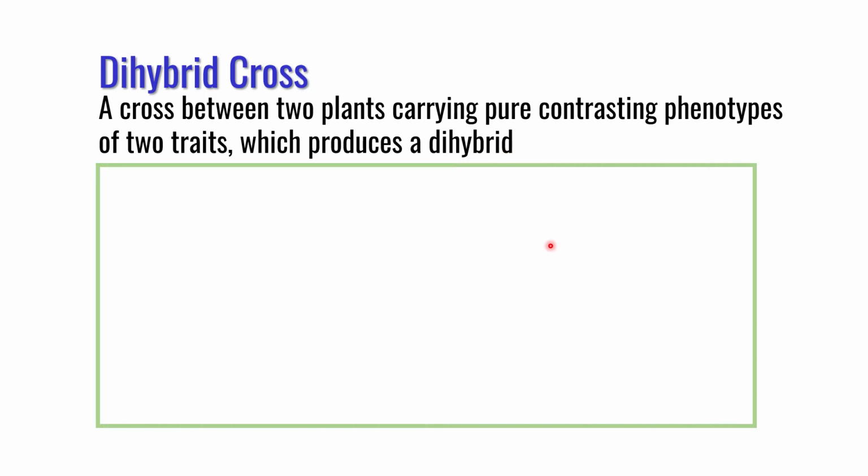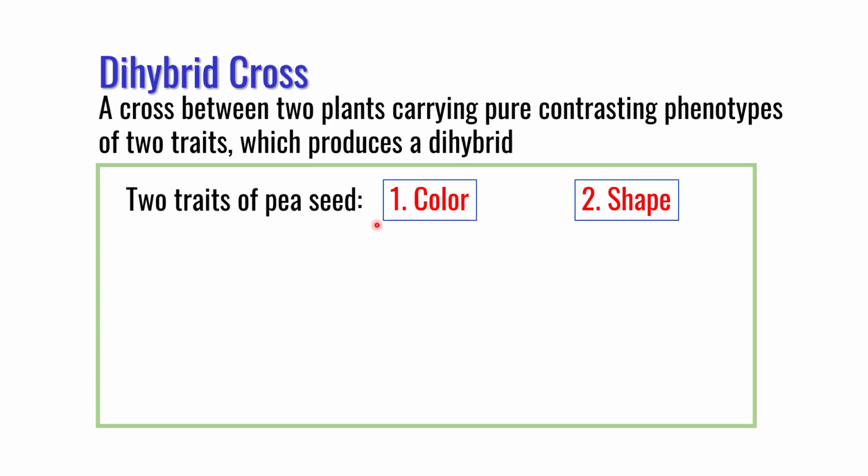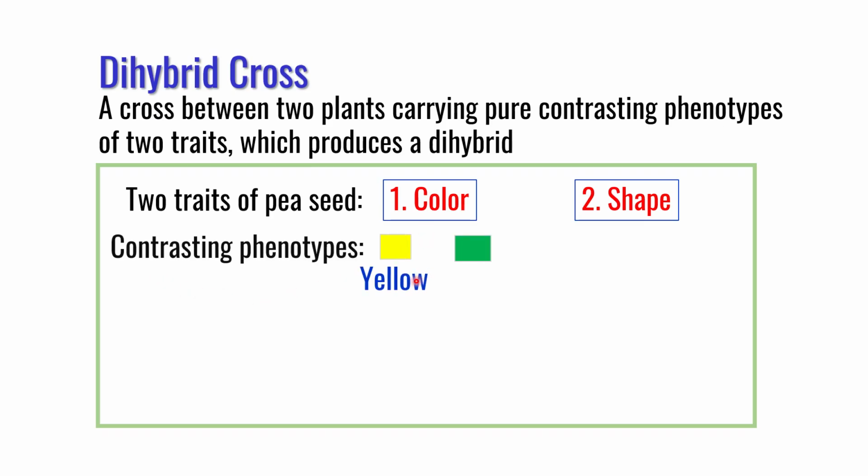For this experiment, he selected pea seed color as one trait and shape as the second trait. For each trait, he selected contrasting phenotypes. For color, he selected yellow and green. Yellow is dominant, green is recessive. For shape, he selected two contrasting phenotypes, round versus wrinkled. Round is dominant and wrinkled is recessive.